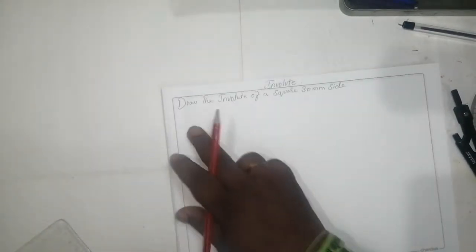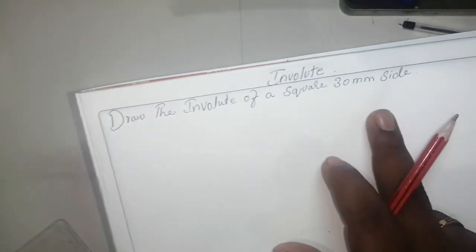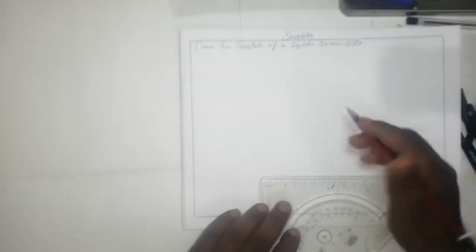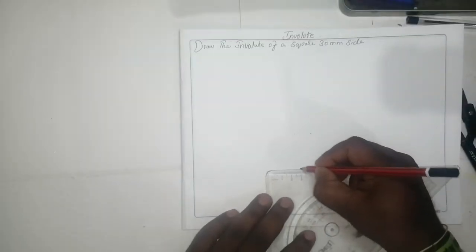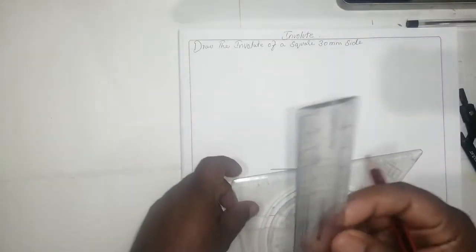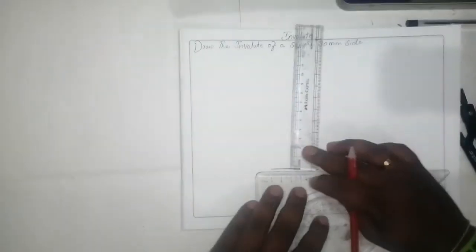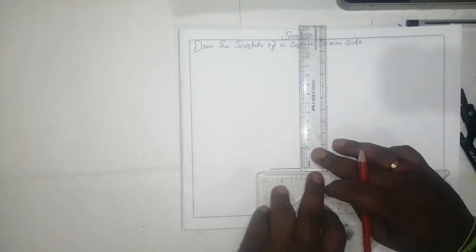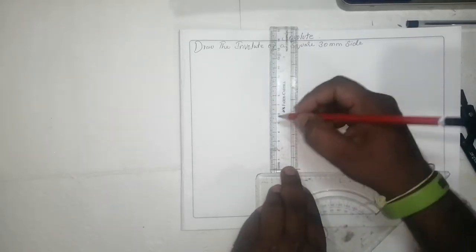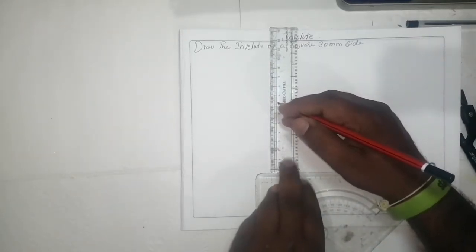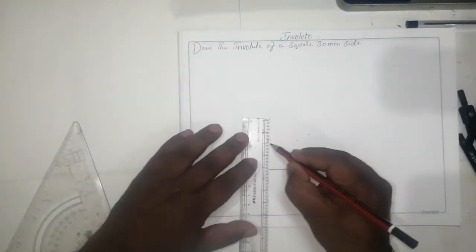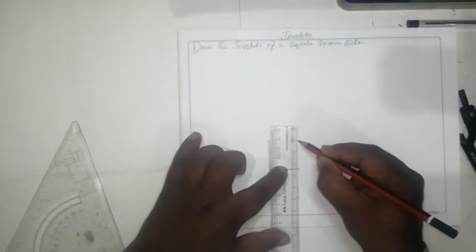The question has been given: draw an involute of a square of 30 mm side. How to draw a square? Take simply 30 mm. Keep a scale. Again keep 30 mm. That's all, friends. Draw one square.